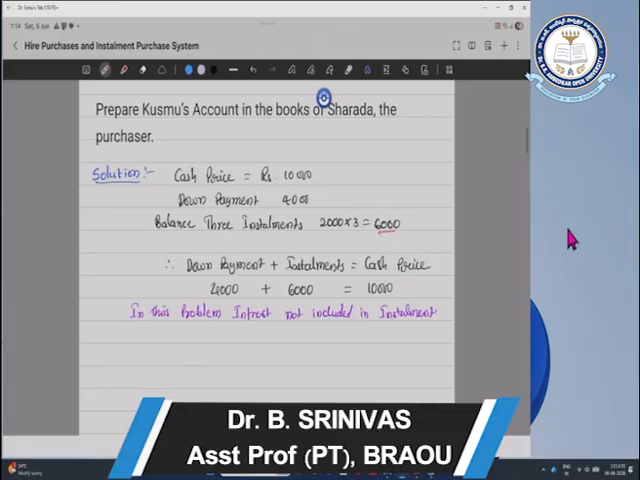Okay. So, down payment we already know. Down payment 4,000, installment 6,000, total price is 10,000 rupees. So, in this problem interest is not included in the installment. In that case, how to prepare the analysis table, that I am going to explain now.